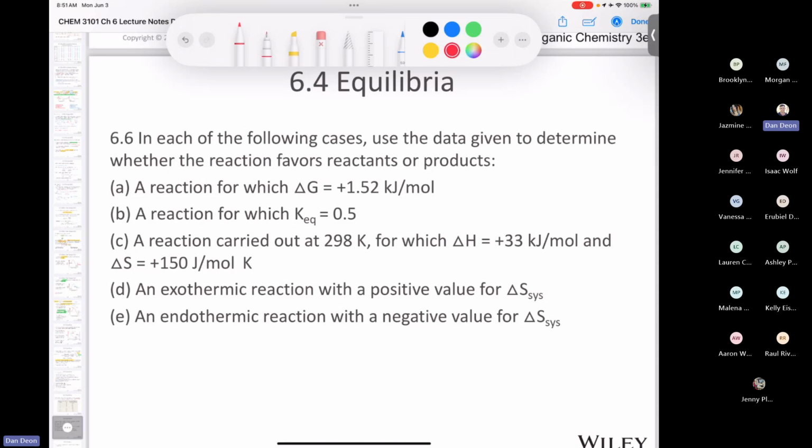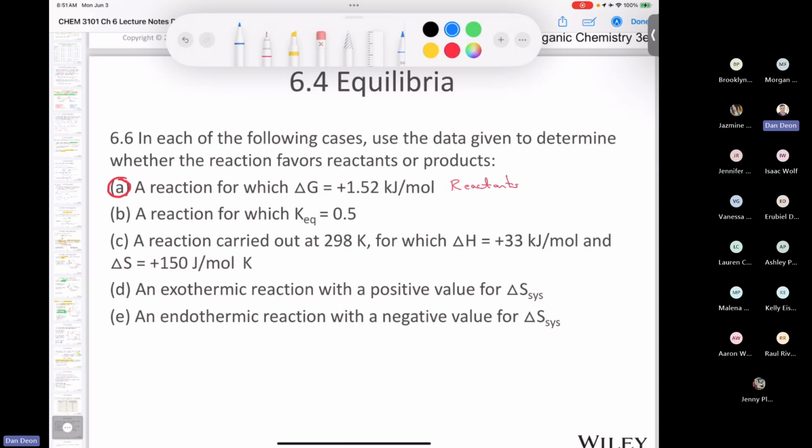It says, in each case, use the data to determine whether the reaction favors reactants or products. So in A, I'll just ask you guys, if you have some reaction and you calculate the delta G and it turns out that it's positive 1.52 kilojoules per mole, is that going to favor reactants or products? Anybody? It's not a trick. Exactly, thanks you guys. It's going to be reactants, right? Because in order for it to favor products, the delta G has to be negative. Good.